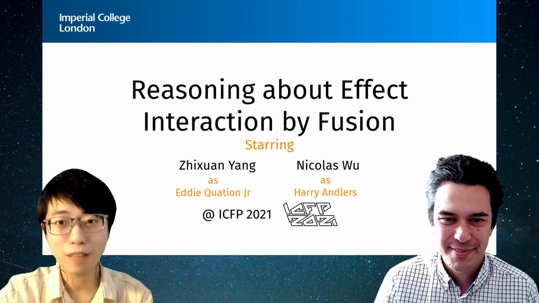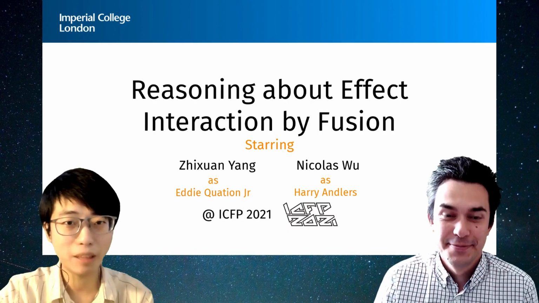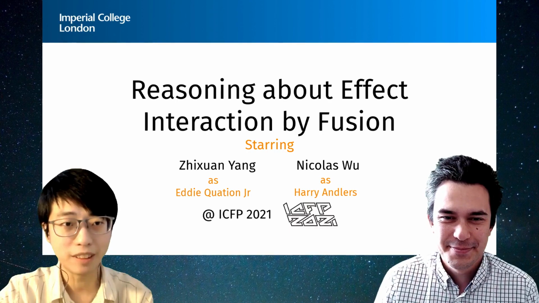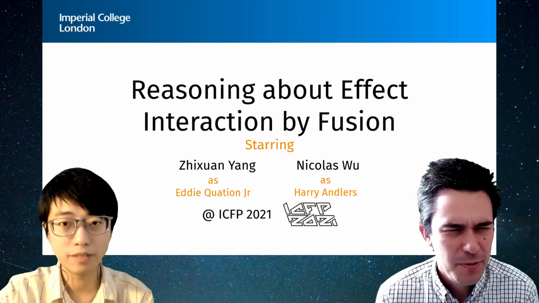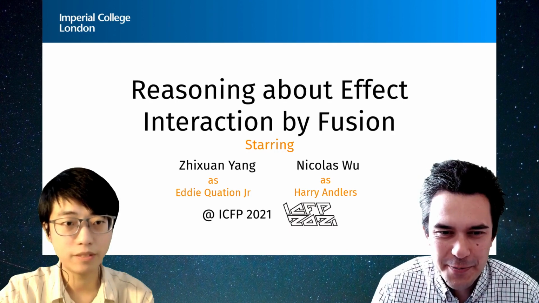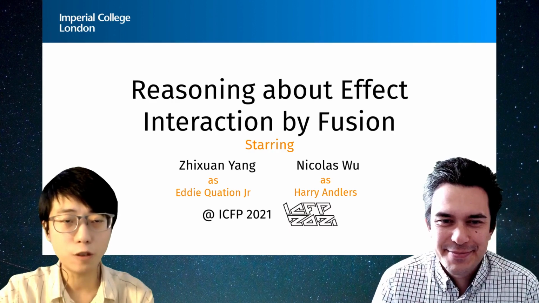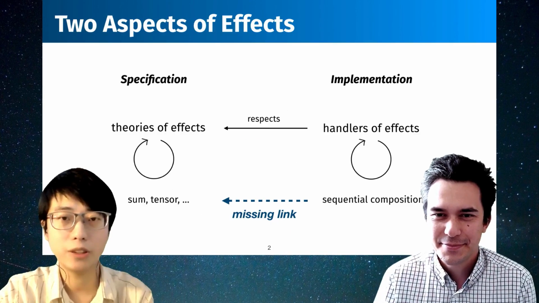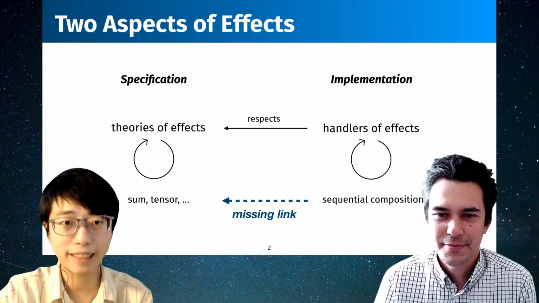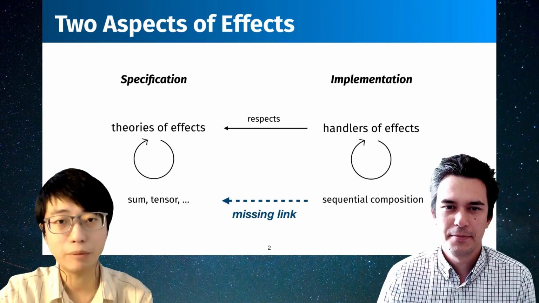Now it's the time for us to present our paper, Reasoning about Effect Interaction by Fusion. All right, let's get started. So do you remember what the paper's about? Yes. So overall, our paper is about connecting two aspects of algebraic effects, their specifications and implementations.